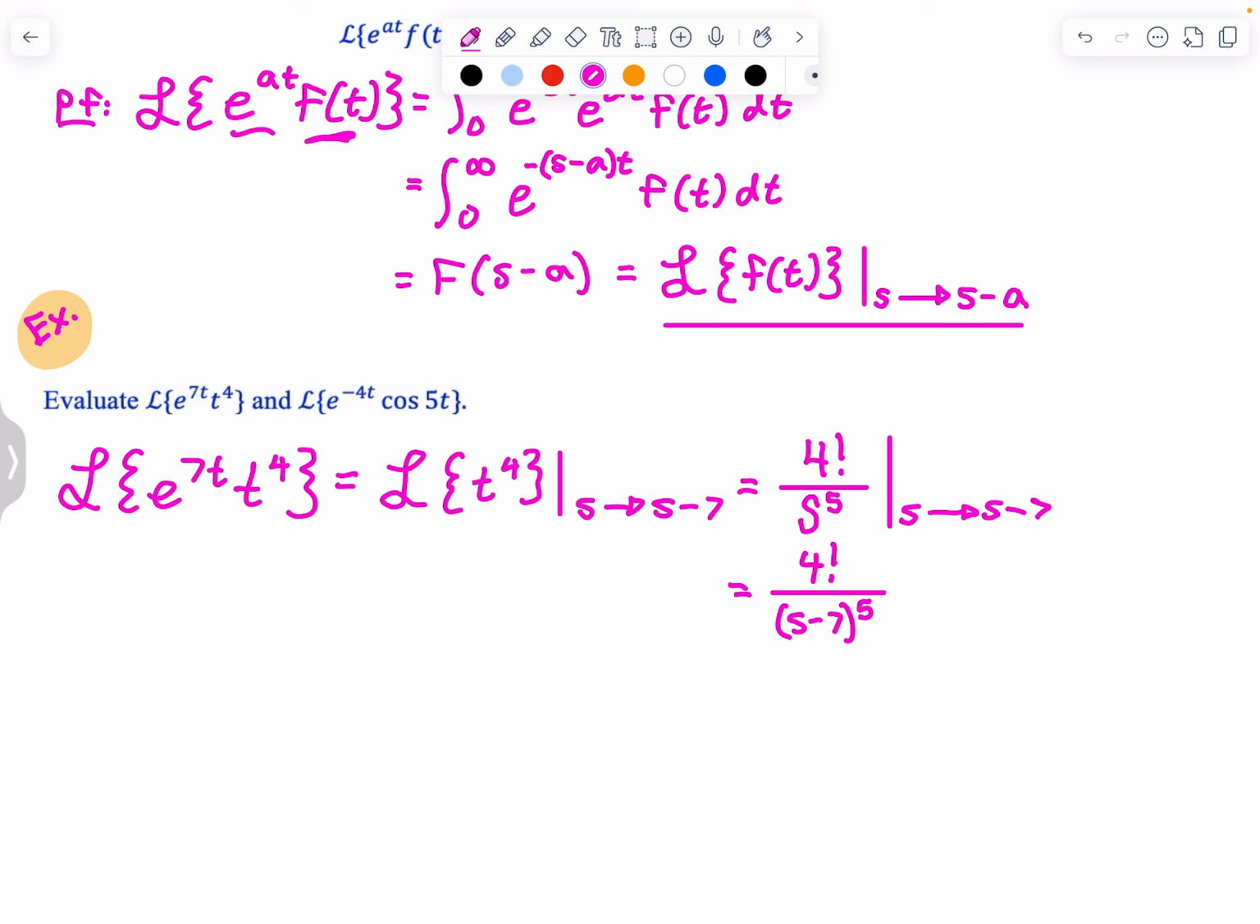All right, let's do the second example they have here. So e to the negative 4t cosine 5t.